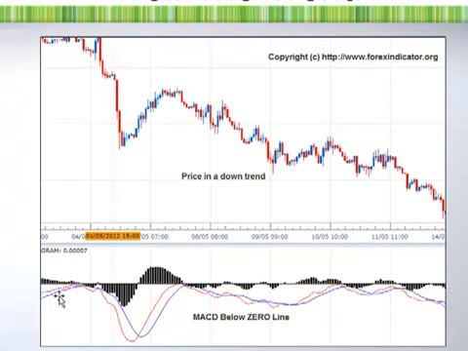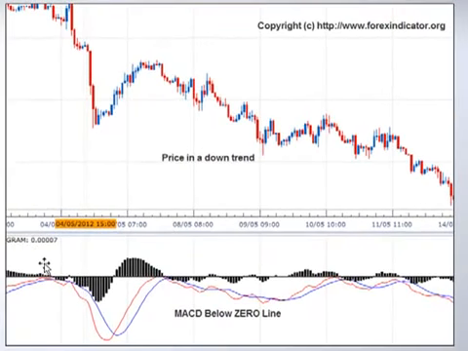If it's below the zero line all the way, it's telling you that you're in a strong downtrend. If you see the MACD line is above the zero line all the while, you'll find that the price is always moving in a strong uptrend. So from the MACD line itself, whether it's above or below the zero line, and for how long, it can tell you whether the market is currently in a strong uptrend or a strong downtrend.